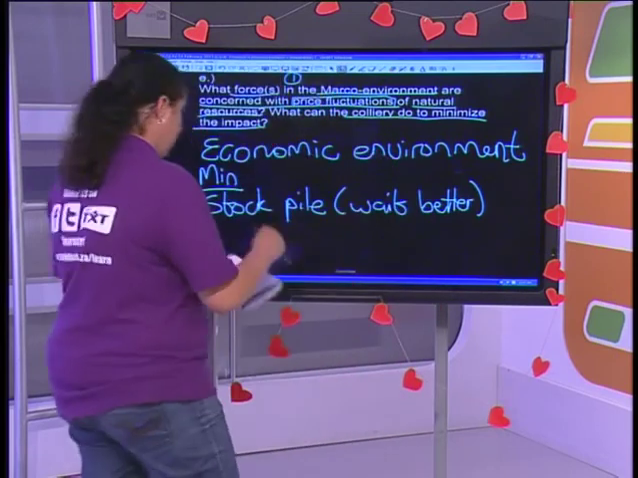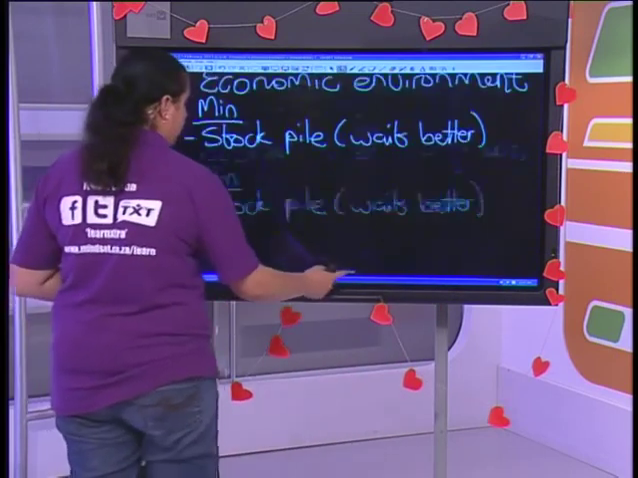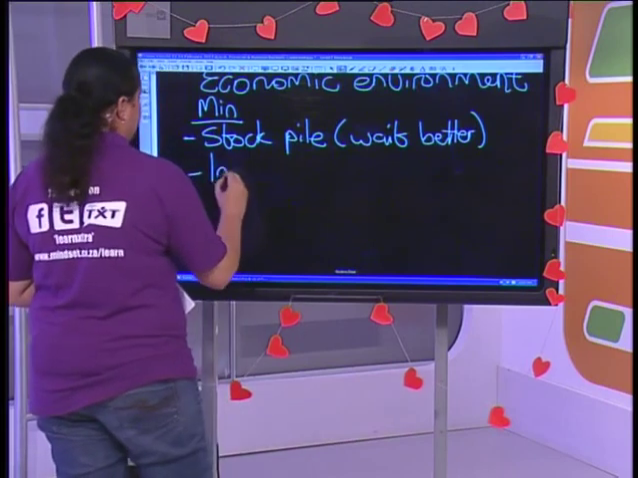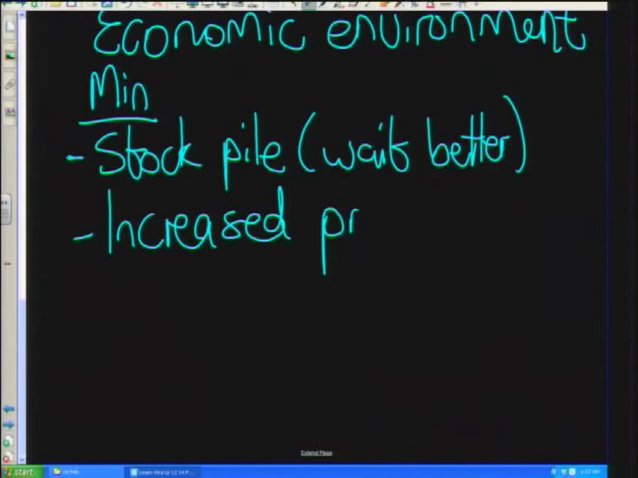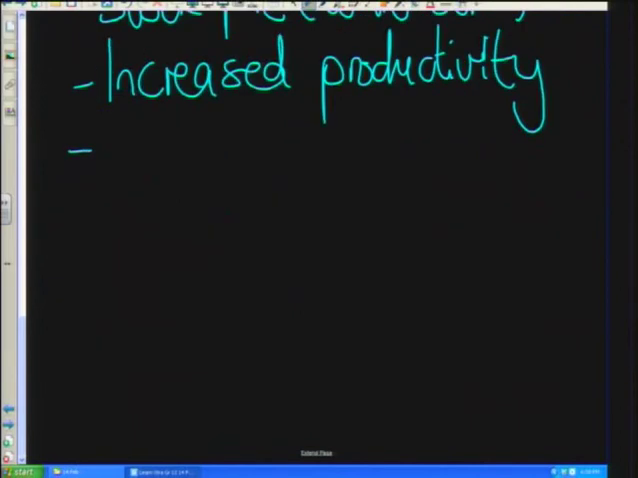Another thing you can do would be to increase your productivity. So with increased productivity, it really does come down to making up for a shortfall. So because you're losing money, you need to find other ways. So increasing your productivity will definitely help.